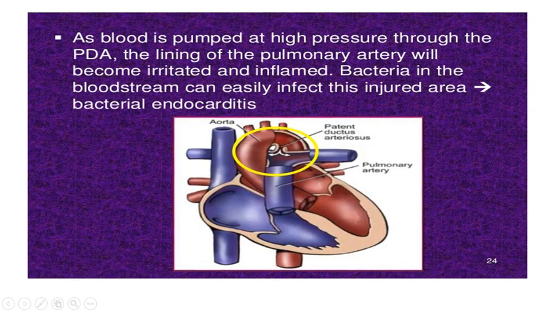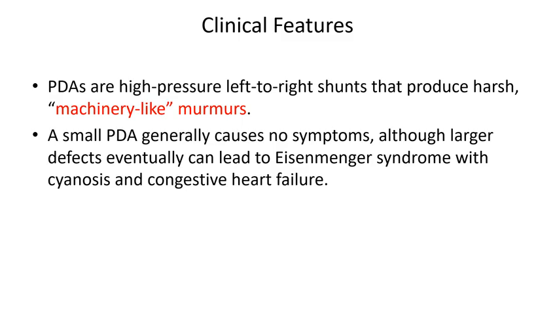So blood is pumped at high pressure through the PDA. The lining of the pulmonary artery will become irritated and inflamed if patent ductus arteriosus is there. So there are chances of bacterial endocarditis with patent ductus arteriosus. Clinically, it causes characteristic machinery-like murmurs.